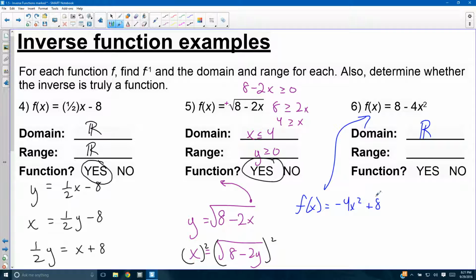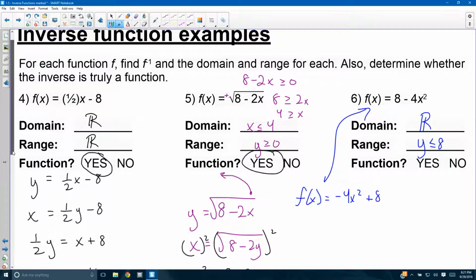The highest this thing goes is if I made this thing 0, because any other value for x here would make this thing go lower. So if I plugged in 0 for x, I'm going to get 8 for y, and this thing goes downward from there, so y can be less than or equal to 8 for that one. Again, range is really hard to come by with equations. It's really easy when you work with the graph, right? And you can always graph these ones.